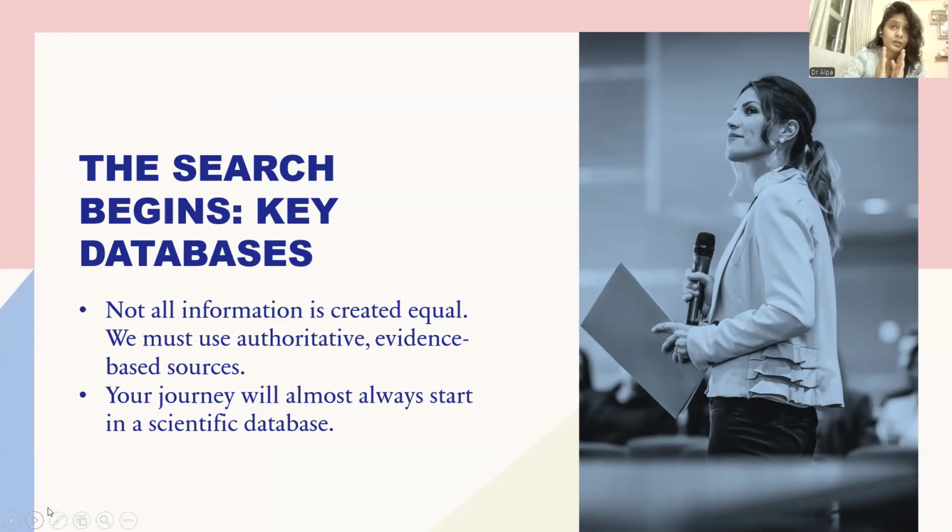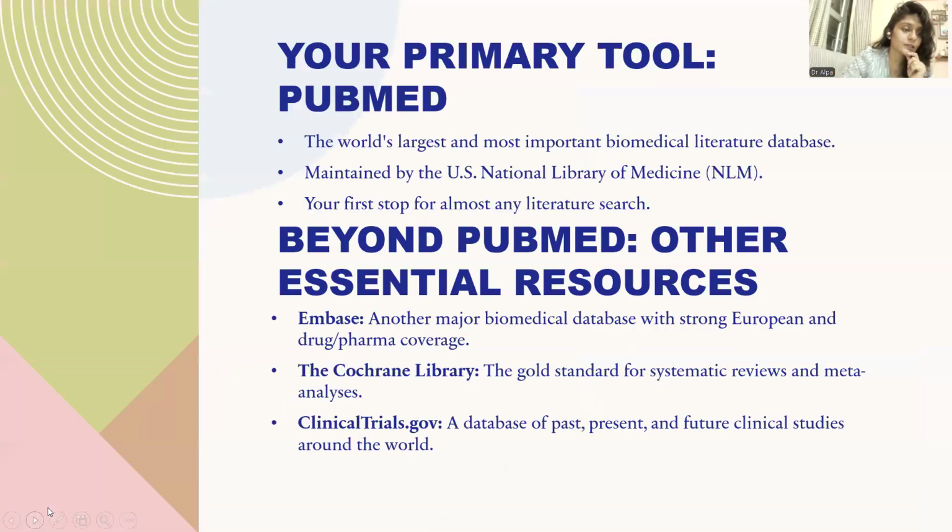So, collecting the literature. When we say evidence, we mean collection of existing literature in that particular field. So we must use authoritative evidence-based sources, and the database which we refer to must not be Google, as we have discussed in our earlier modules also. Primary tool is still PubMed, which is mandated by the US National Library of Medicine. It is still the first stop for almost any literature search. However, do not just rely on PubMed.